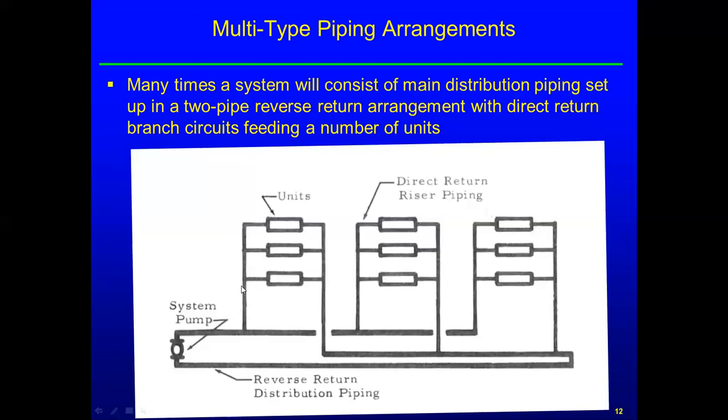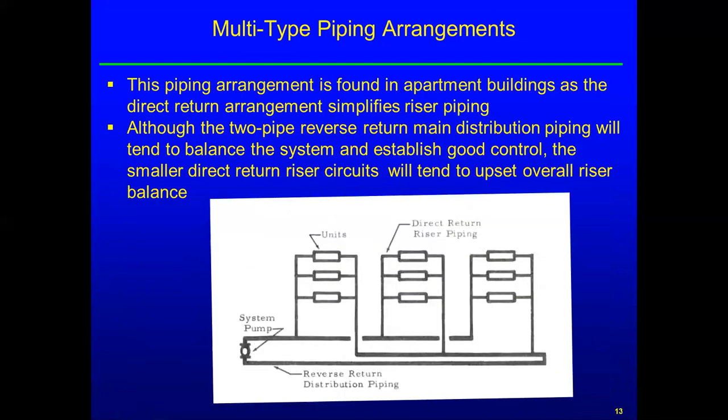So we see that up to here, over to the first coil and down is short. To the last coil, it's long on the supply and long on the return. So if designed properly, this can work okay. This arrangement is found in apartment buildings, as the direct return arrangement simplifies riser piping, although two-pipe reverse return main distribution piping will tend to balance the system and establish good control. The smaller direct return riser circuits will tend to upset the overall balance.